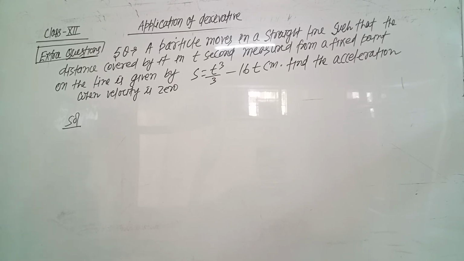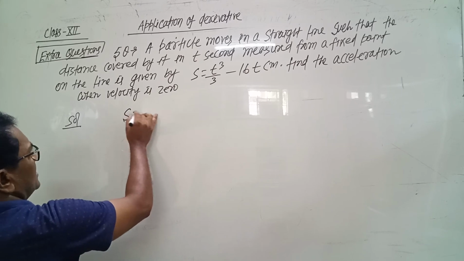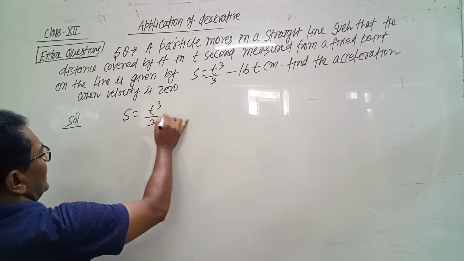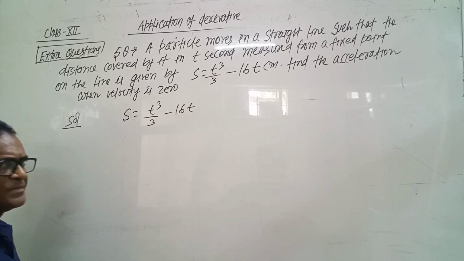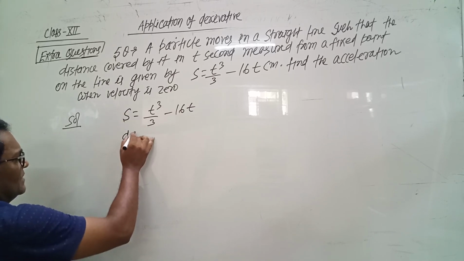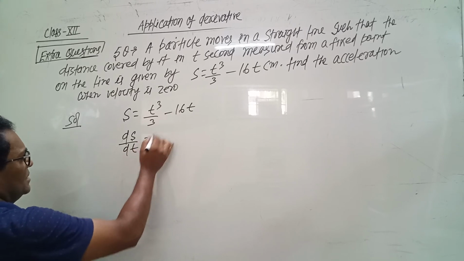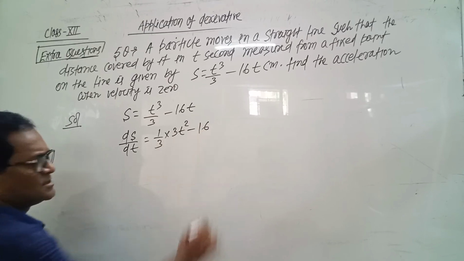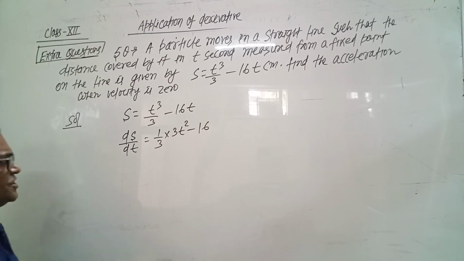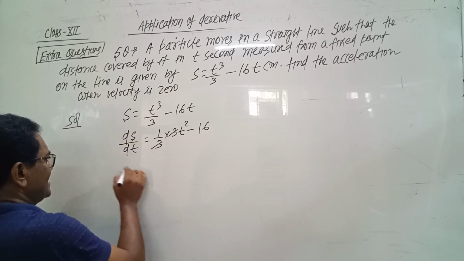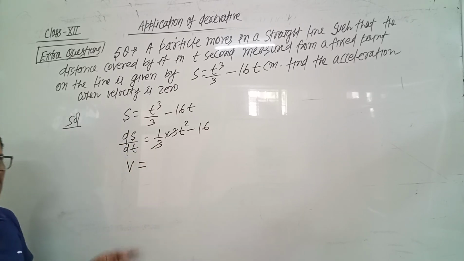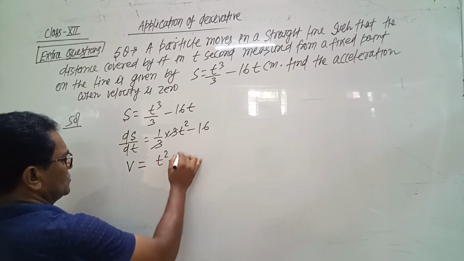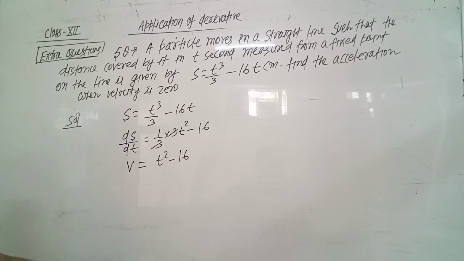So, solve this. S equals t cubed by 3 minus 16t. Differentiate with respect to t for finding the velocity. So ds by dt: differentiation of t cubed is 3t square, and differentiation of 16t is 16. 3 and 3 get cancelled. ds by dt can be written as v, because velocity equals displacement upon time. So it becomes t square minus 16, and we are asked to find the acceleration when the velocity is 0.